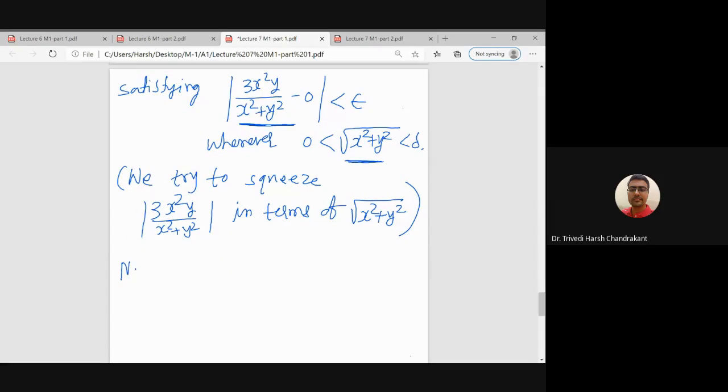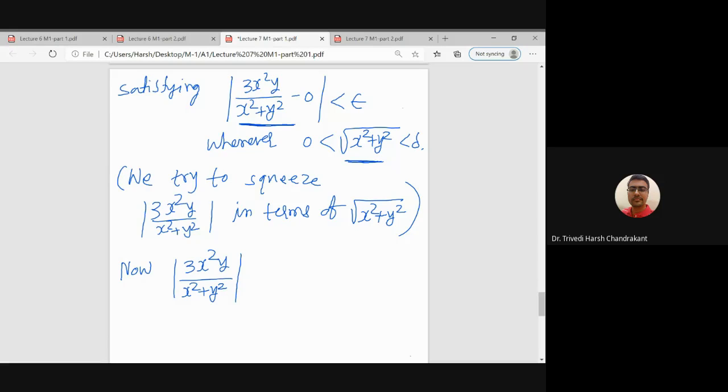To do this, there are several methods. Either we can use the AM-GM inequality, as we usually have done for one variable, and we can use some inequalities like the modulus of sin x is less than or equal to 1, those things. So here what we can do is, we know in the numerator the power is x square and in the denominator the power is x square plus y square.